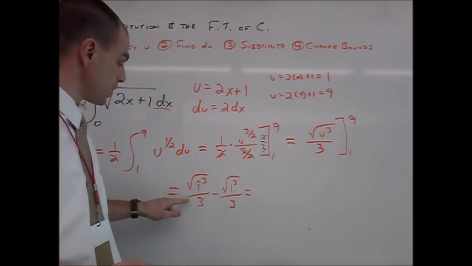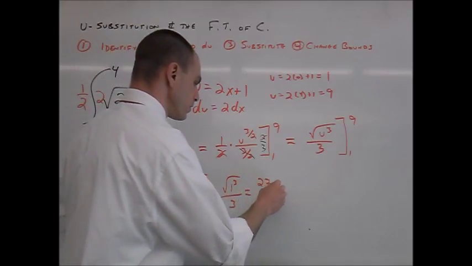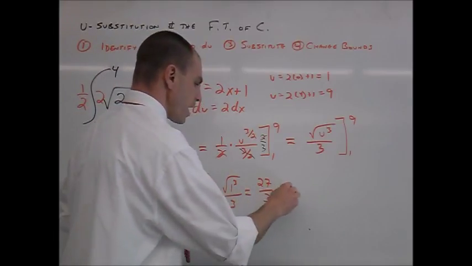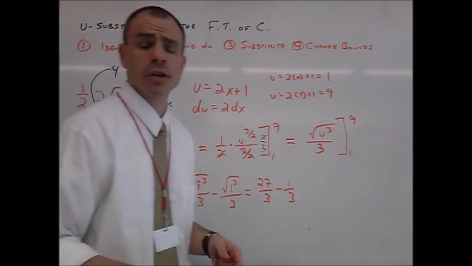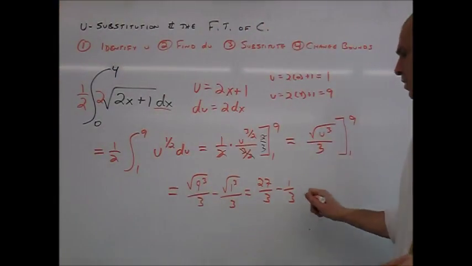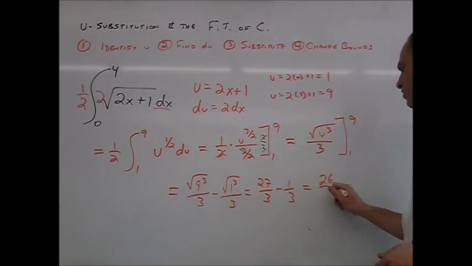All right, so we have 27 over 3. And we're going to subtract 1 over 3. Much easier with the 1 than it is with the 9, wouldn't you agree? All right, so we have 27/3 minus 1/3, or 26/3 as our answer.